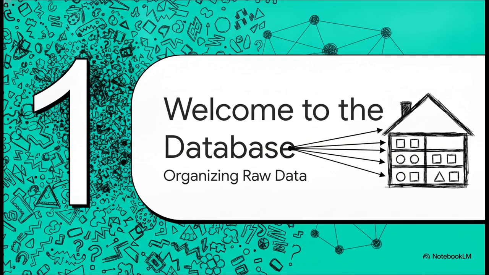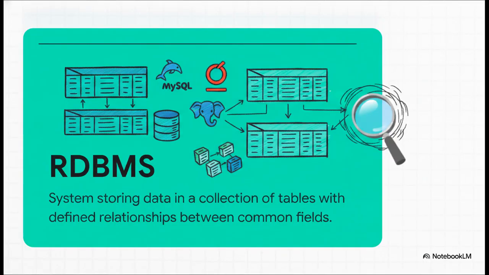So, Section 1, welcome to the database. Let's start organizing all that chaotic raw data. To kick things off, we need to figure out what kind of system we're even dealing with here. The crucial takeaway is that modern databases, think MySQL, PostgreSQL, or Oracle, are relational database management systems, or RDBMS for short. See, instead of just dumping data into some massive, unreadable text file, an RDBMS neatly organizes everything into a collection of related tables. It's super structured, which lets us clearly define relationships between common fields.